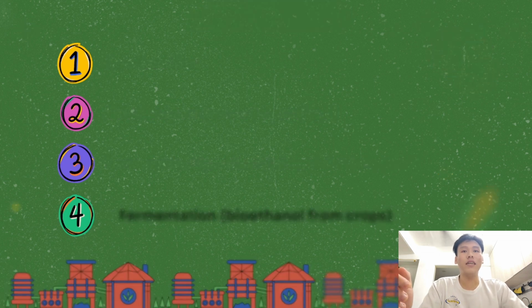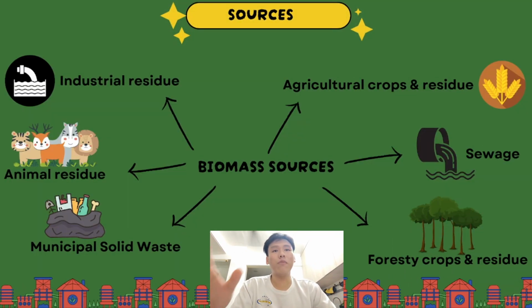Alright, next, biomass sources. We have many biomass sources, so I will take some main ones, which are industrial residue, agriculture crops and residue, animal residue, municipal solid waste, forestry crops and residue, and the last is sewage. So these are all my parts.